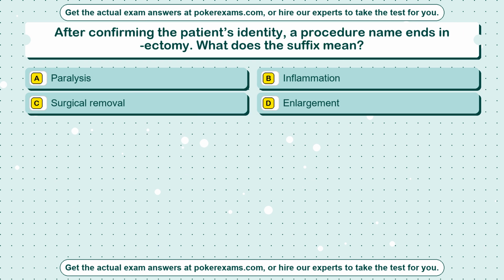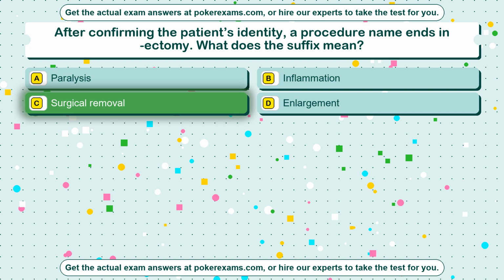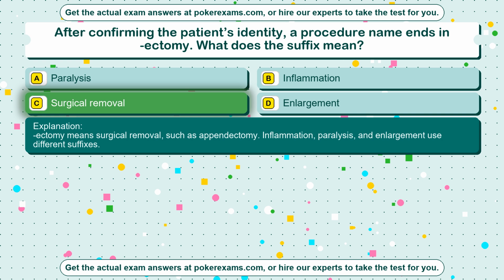Question 53. After confirming the patient's identity, a procedure name ends in ectomy. What does the suffix mean? Option A, paralysis. Option B, inflammation. Option C, surgical removal. Option D, enlargement. The correct answer is option C, surgical removal. Ectomy means surgical removal, such as appendectomy. Inflammation, paralysis, and enlargement use different suffixes.